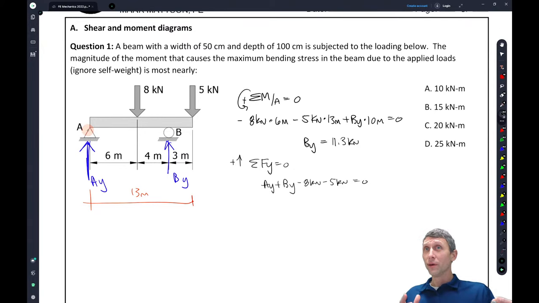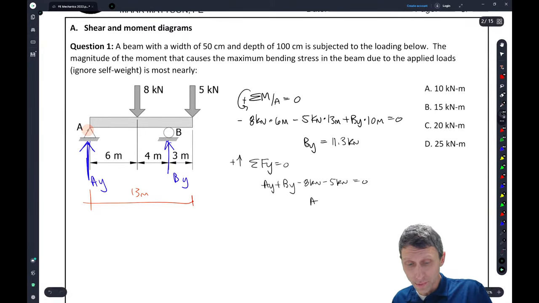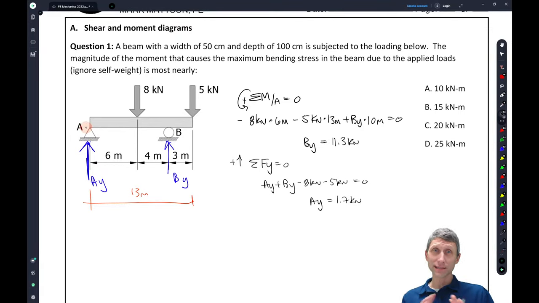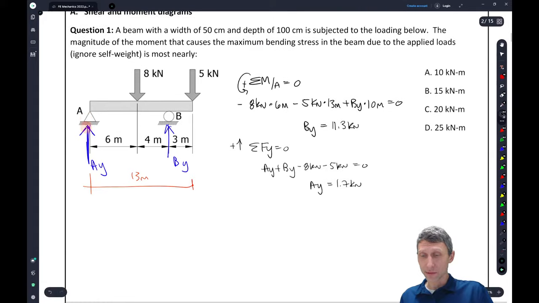So what does that give us? Well, if we plug everything in, we're gonna get this 13 here. 8 and 5 is 13, 13 minus 11.3. That leaves us with, I think, 1.7 left over. Reactions are super important. It's the basic statics that you need to know in order to be successful in strength of materials. But if you can get there, that is going to be super helpful.